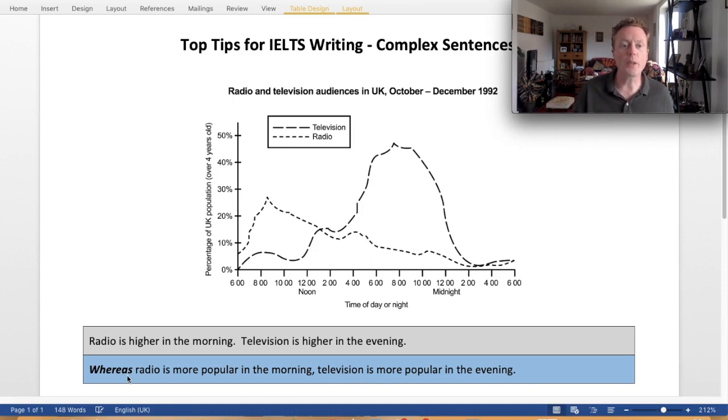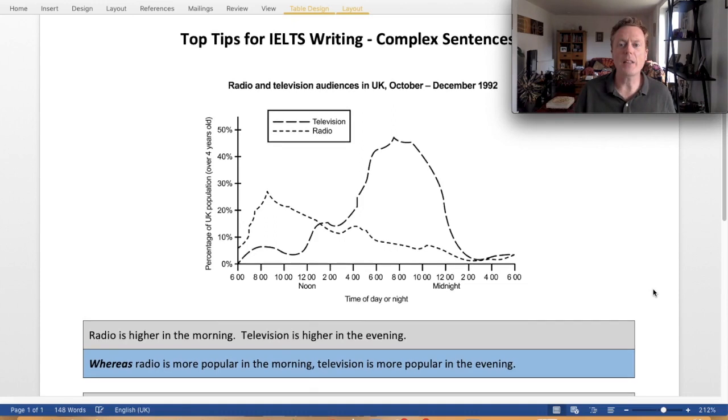Of course, we could put whereas in the middle and have radio is more popular in the morning, whereas television is more popular in the evening. Both are possible. Okay, so that's our first example. Talk about what the data represents and link together with an adverb. Okay, let's look at another bad example then.